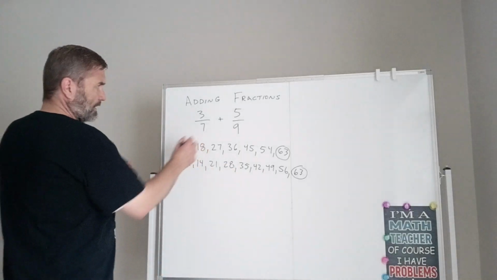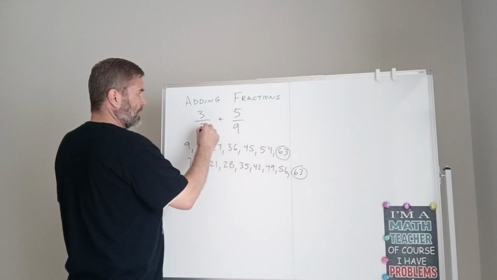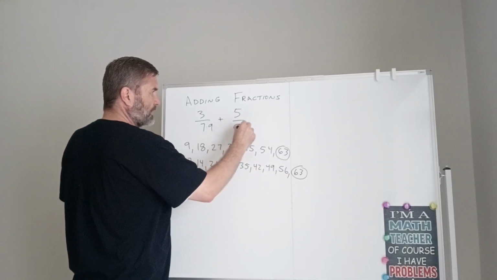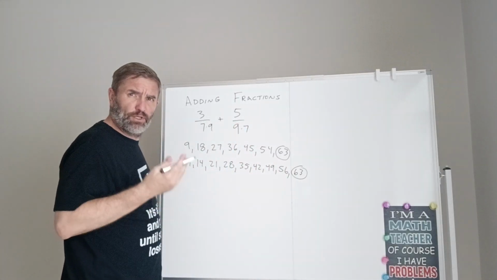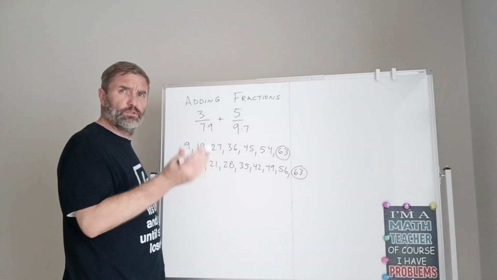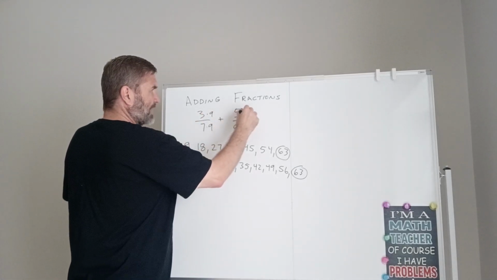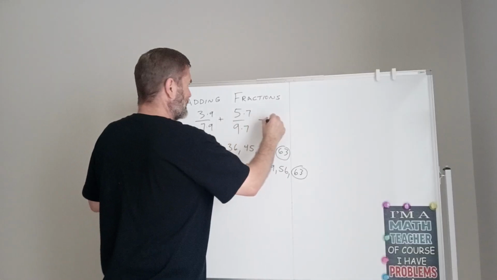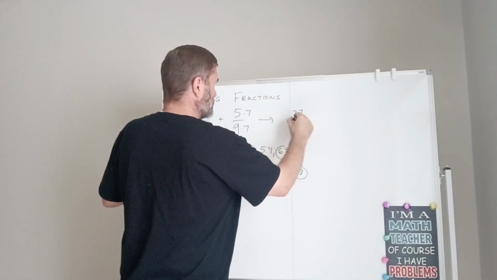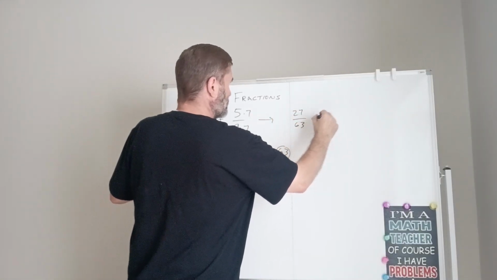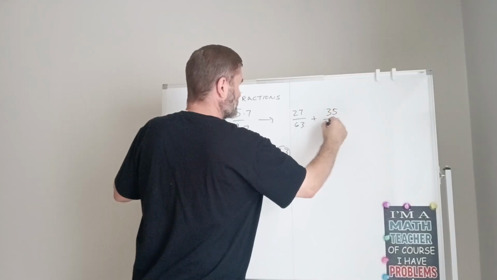So to get 7 to 63, we had to multiply that by 9. We had to multiply this by 7. Now that's great, but what you do to the denominator, you also have to do to the numerator. So we're going to times that by 9. We're going to times that by 7. And when we do that, that is going to become 27 over 63 plus 35 over 63.